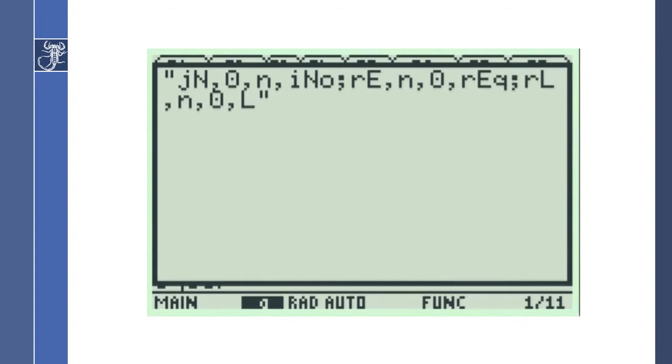Boiled down to the bare bones, you have the Norton source, the equivalent resistance, and the load, in case you want to run further simulations.